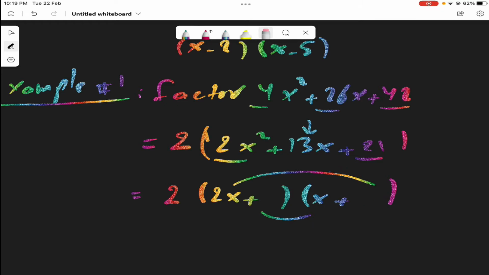I change to 3 and 7. So I multiply 2x times 7 is 14x. 3 times x is 3x. If we add 14x plus 3x, I get 17x, which is not the middle one. It should be 13x. So let me switch 3 and 7.